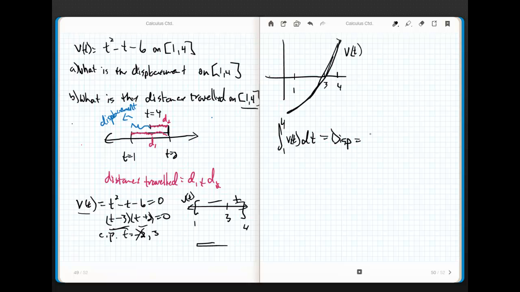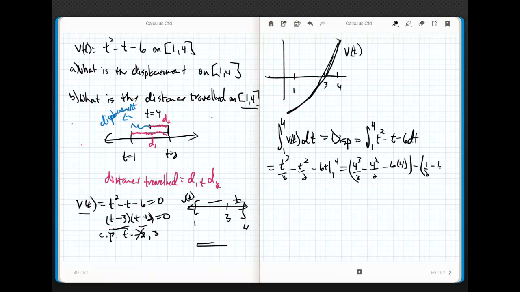So let's do that. Well, this is going to be the integral from 1 to 4 of t squared minus t minus 6 dt, right? And this is just going to end up being t cubed over 3 minus t squared over 2 minus 6t from 1 to 4. And this is going to be 4 cubed over 3 minus 4 squared over 2. I know I'm doing it the long way. Just give me a break, would you? That's 4. And then minus, just so you see it. It's not a bad idea to see it. And then this you can cheat a little bit on. We can go 1/3 minus 1/2 minus 6.